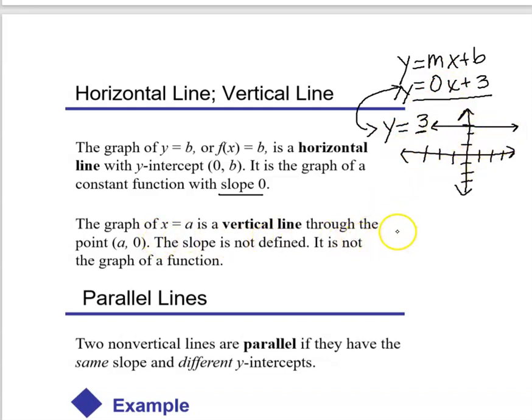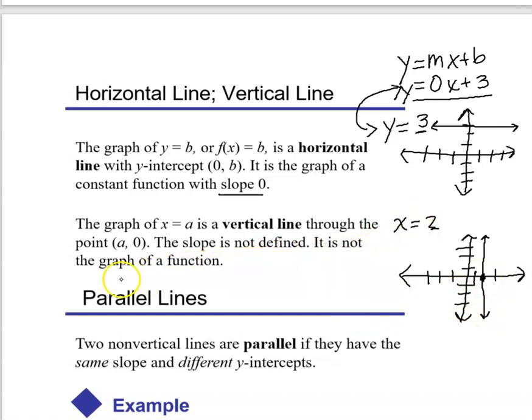So that's a horizontal line. What happens when we get a vertical line? Well, we're going to have x is equal to something. So maybe x is equal to 2. So if we draw us a coordinate plane, at x equals 2, which would be right here, we would have a vertical line that went through there.